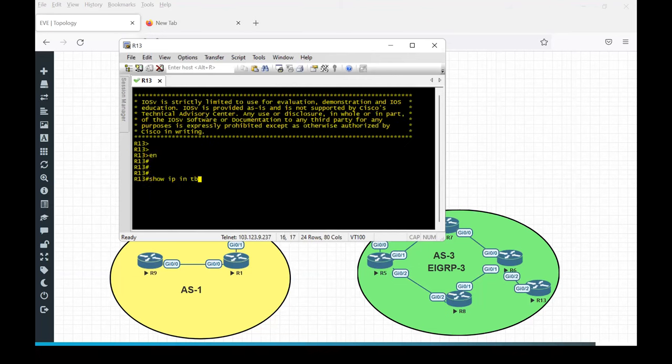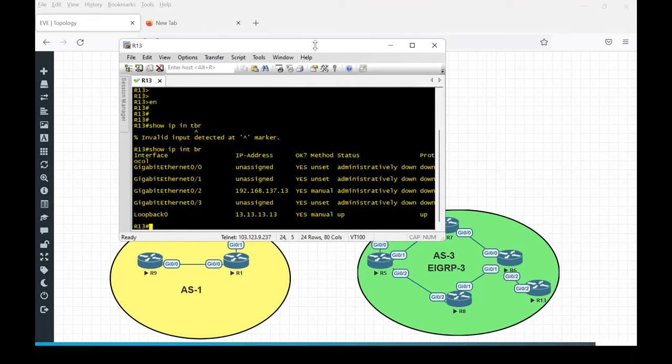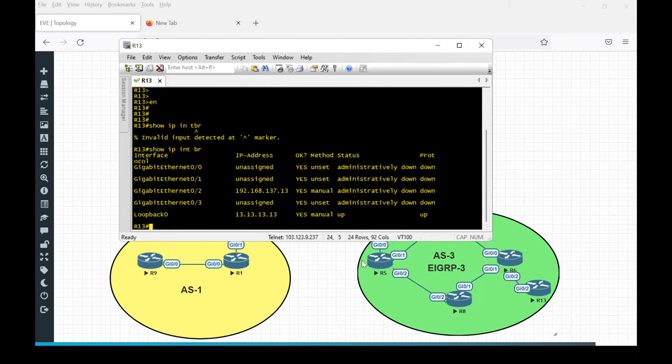Show IP interface brief, the command. So if you see here earlier, the network was 36, but your interface is configured with R37. So there is one thing. Another one is the interface is administratively shut down.